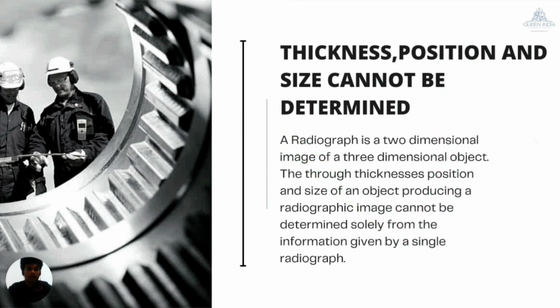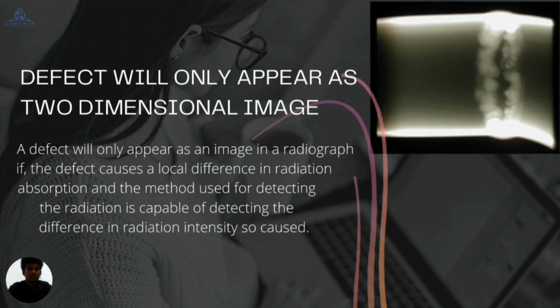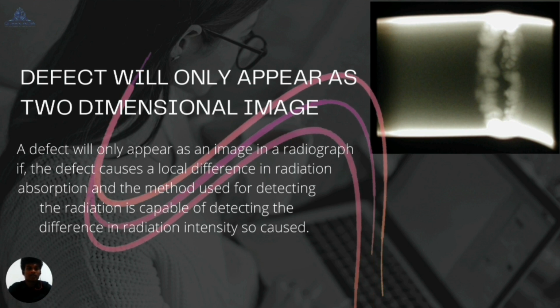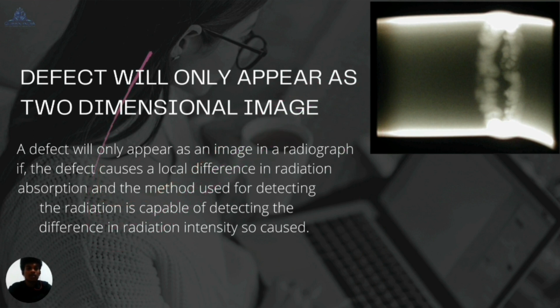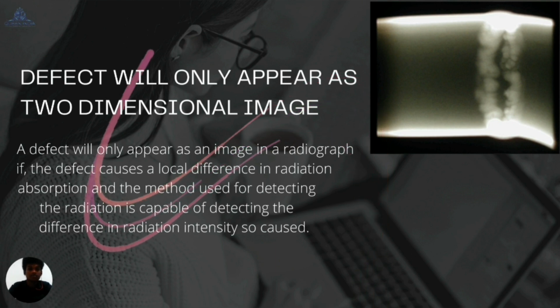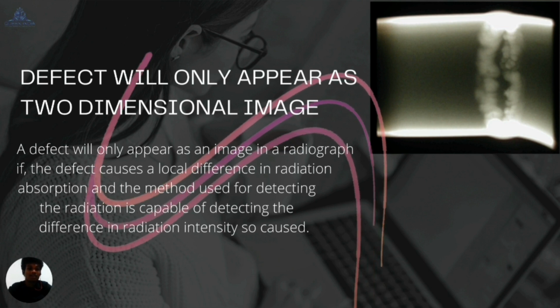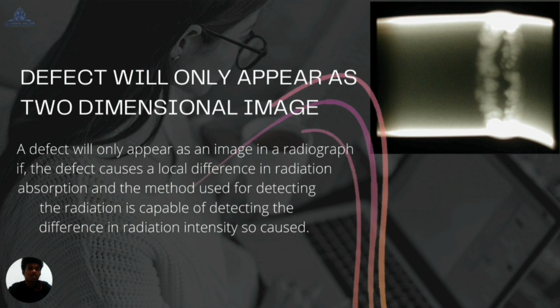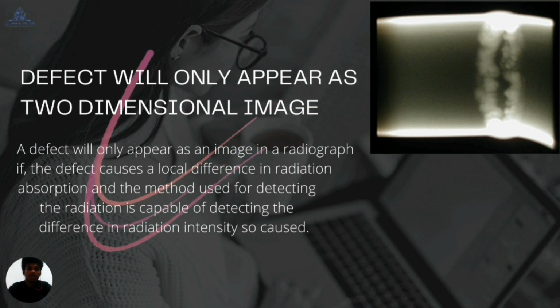Here we have to keep in mind that a radiograph is a two-dimensional image of a three-dimensional object. The next point is that defects will only appear as a two-dimensional image. When we are inspecting a material using radiographic testing, we can only get a two-dimensional image of that defect. So in radiographic testing, we can find only whether the material contains a defect or not, but we cannot find the position, size and orientation of defects in that material.